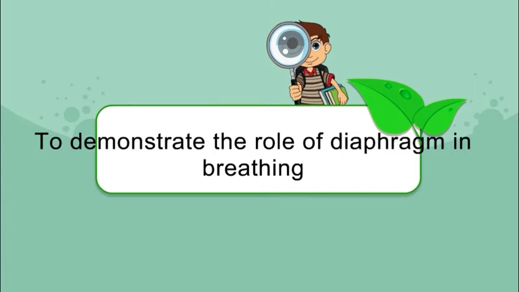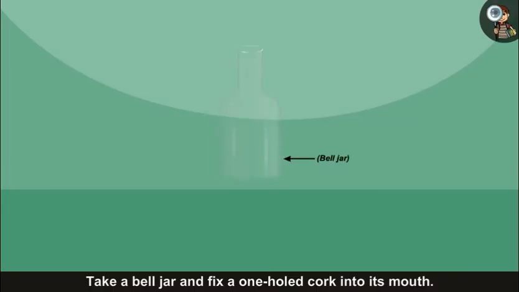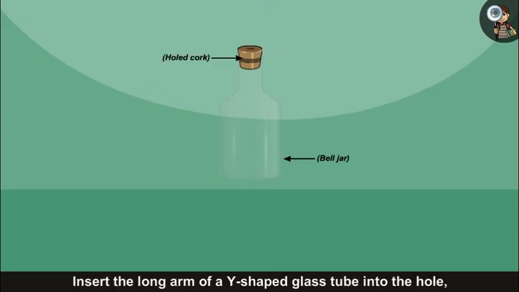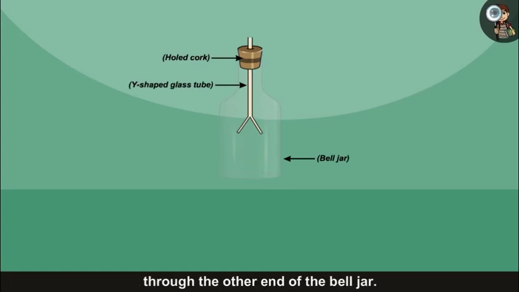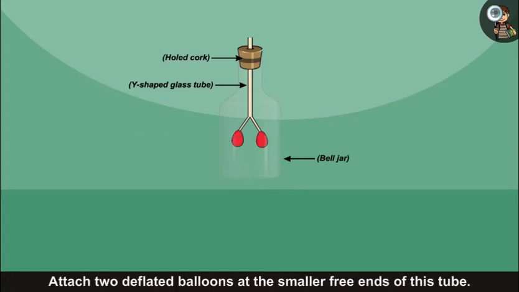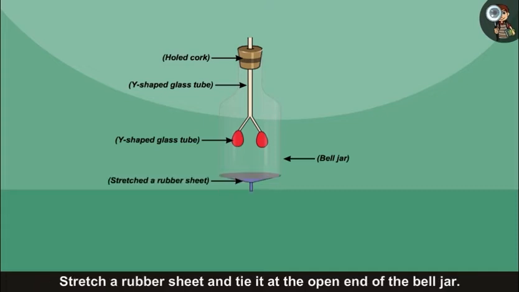To demonstrate the role of the diaphragm in breathing, take a bell jar and fix a 1-holed cork onto its mouth. Insert the long arm of a Y-shaped glass tube into the hole through the other end of the bell jar. Attach 2 deflated balloons at the smaller free ends of this tube. Stretch a rubber sheet and tie it at the open end of the bell jar.